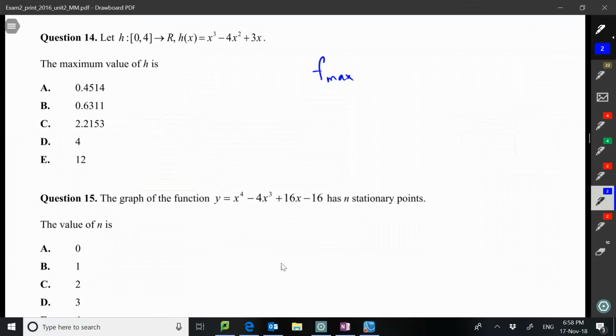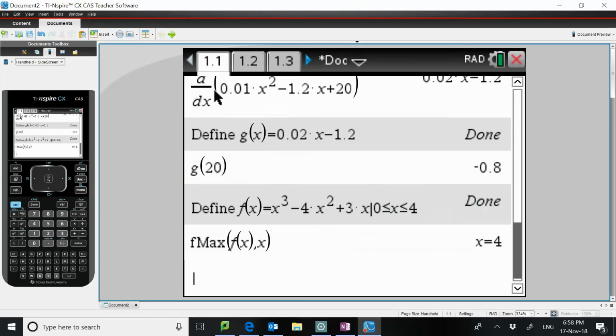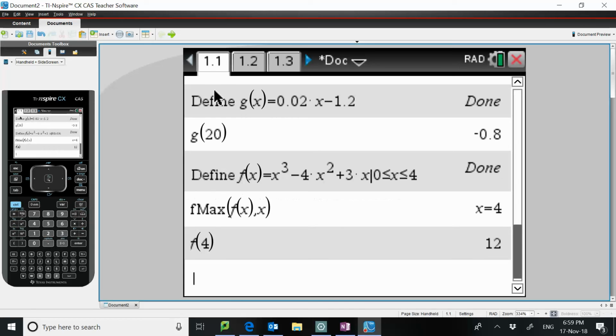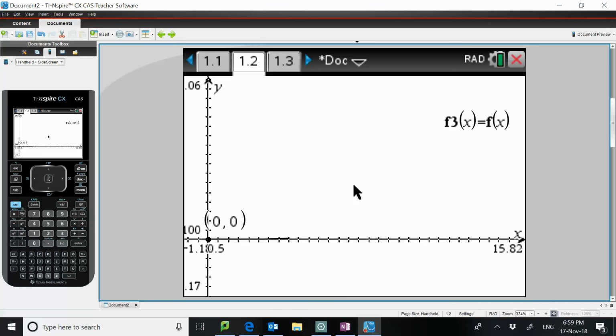But they wanted to find the maximum value of h, so it means you have to sub 4 into the equation. So if I sub in f of 4, it should be 12. Bam. Okay, so that was one way. Alternatively, if you didn't like that, I guess you could have sketched it. You could have added a graph and then typed in f of x.